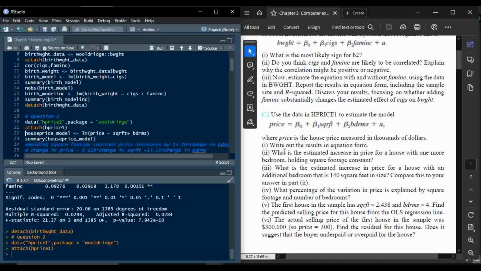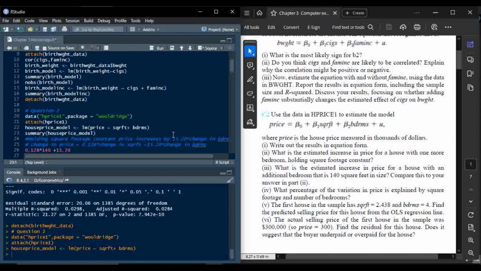Now let's look at the question. Write out the results in equation form. The equation: price is the y variable, the explained variable. It is being estimated by square feet, and the second variable is bedrooms, the number of bedrooms. So the price of a house is being predicted by two variables: square feet and bedrooms. Now let's create a model by the name of house price underscore model. Use the assignment operator, then lm, type price, then tilde, sqrft plus bdrms. Press Ctrl plus Enter. Now let's look at the summary of this model.